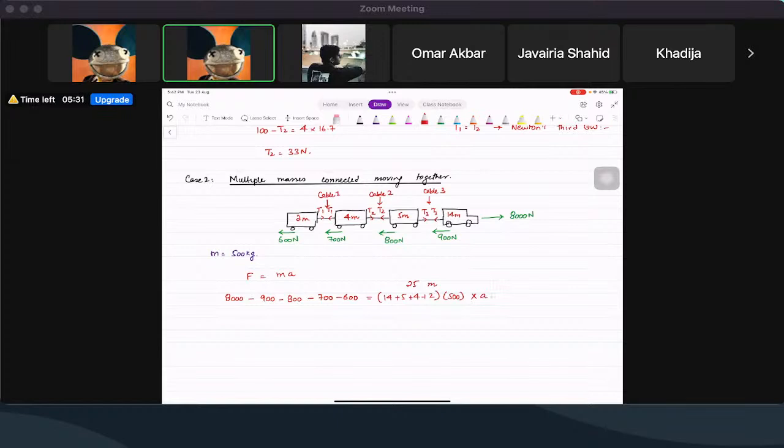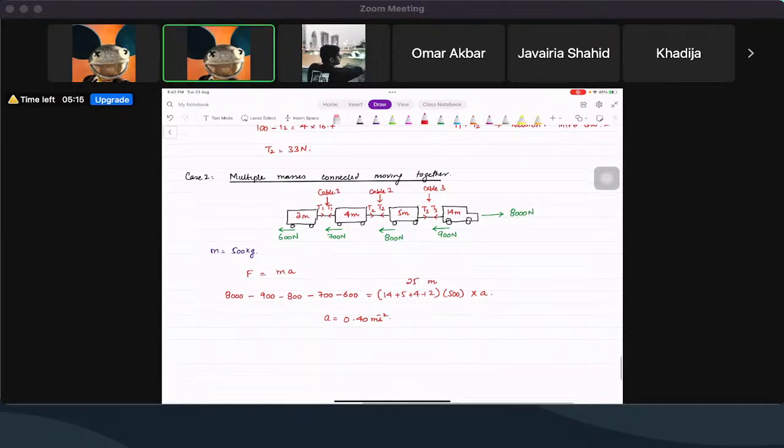Now if you find it out, it is going to be 0.40 meters per second square. Understood? Yes. Once you have the acceleration, now you can actually one by one do it.